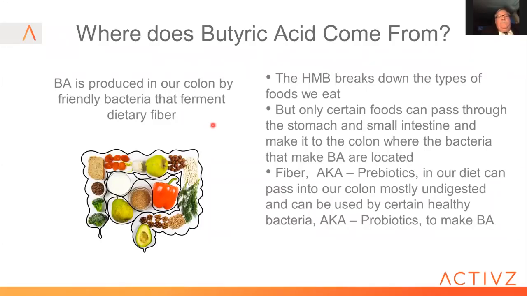The microbiome breaks down the types of foods we eat, but only certain foods can pass through the stomach and into the small intestine and make it to the colon, where the bacteria that make butyric acid are located. Fiber, along with prebiotics in our diet, can pass into our colon mostly undigested and can be used by certain healthy bacteria, such as probiotics, to make the butyric acid. Now, let's go to the next one.